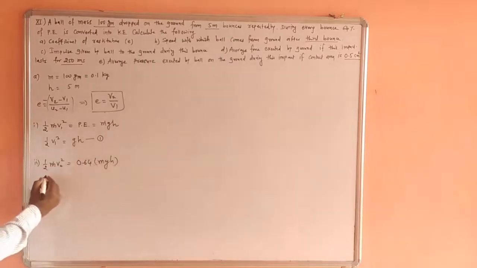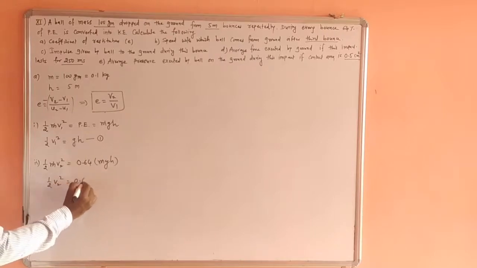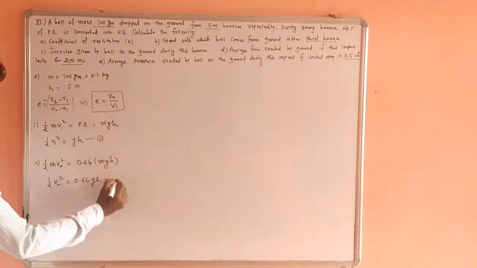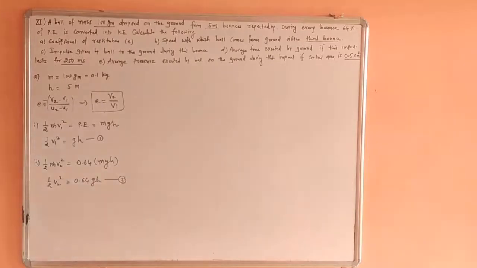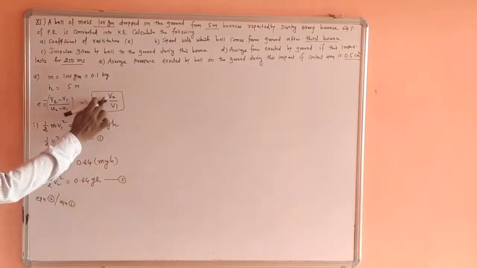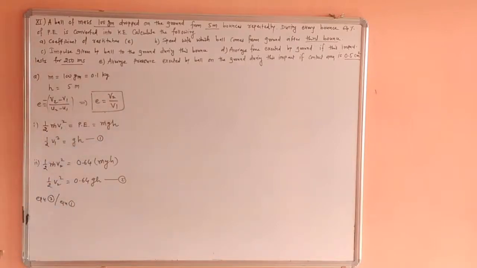m cancel, we get half v2 square equals 0.64 gh, equation 2. So equation 2 divided by equation 1, because we are in need of v2 upon v1. So what we get? v2 square upon v1 square, half cancel, 0.64 gh upon gh, again gh cancel.